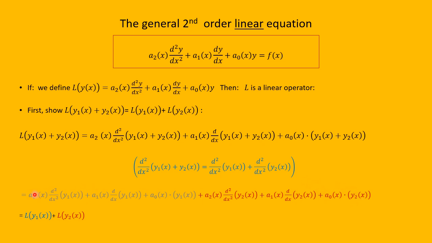Now, we look at these first few terms in blue and recognize that as L of y1 of x. And these terms over here in, I guess, the dark red are L of y2 of x. So what we have done is we started with L of y sub 1 plus y sub 2, which equals this stuff, which equals this stuff, which equals L of y1 plus L of y2. So we've shown that this first property holds. And we still have one more property to go to show that L is a linear operator.